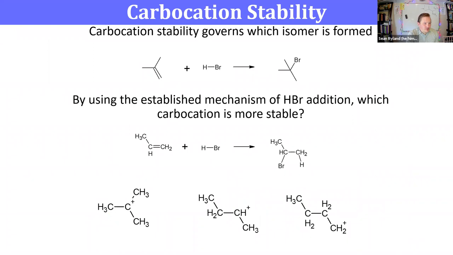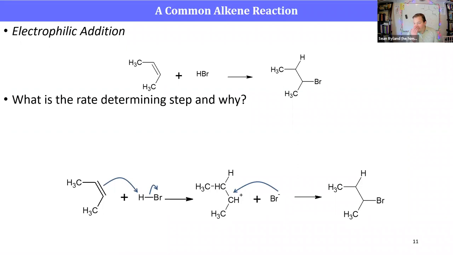Let's see. We frequently will have it written as a halide addition. So HCl, HBr, HI, HF, even to some extent, any of the hydrohalic acids, I think they call them: hydrochloric, hydrobromic, hydroiodic. Any of those acids will go through the same reaction because they're all strong acids that are going to start by the same first step. You're just going to have a different nucleophile left over.